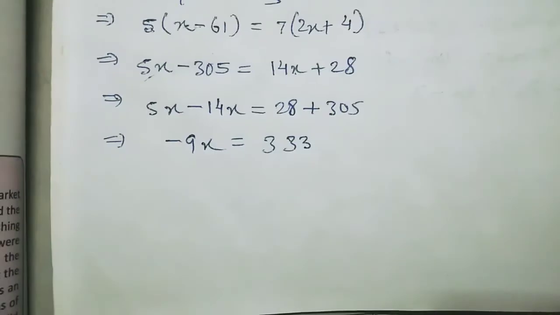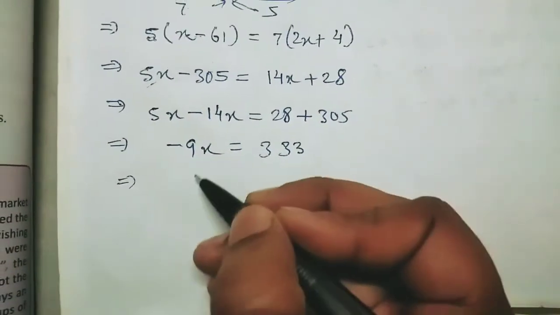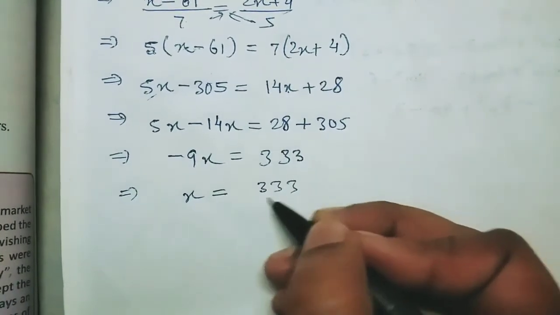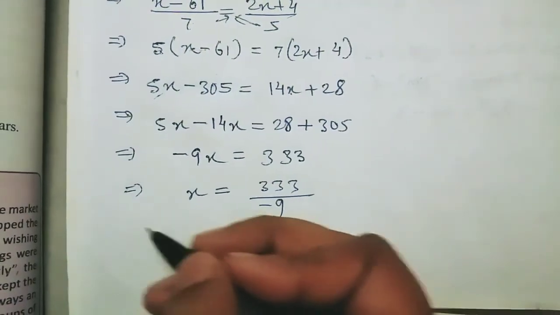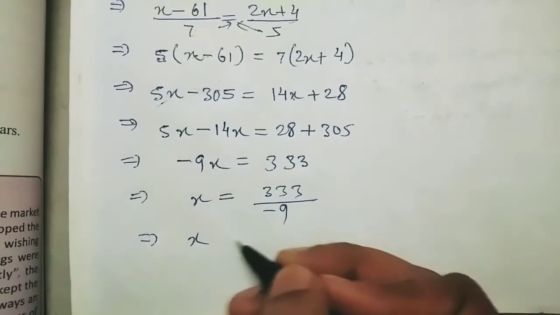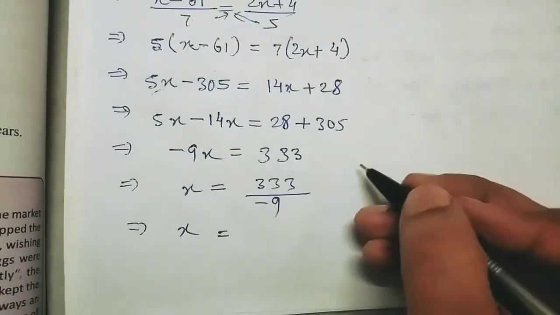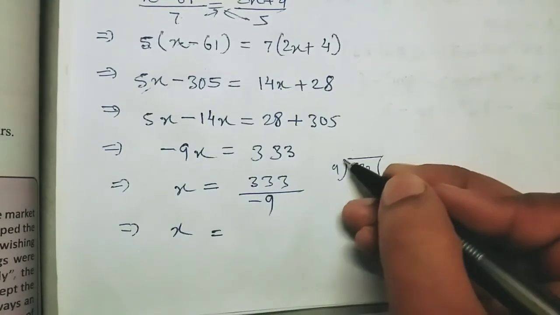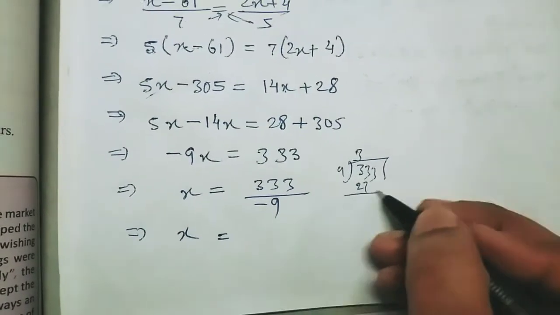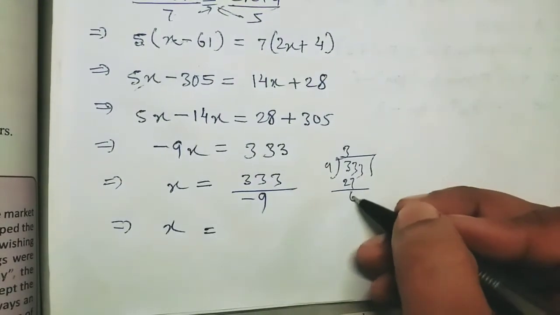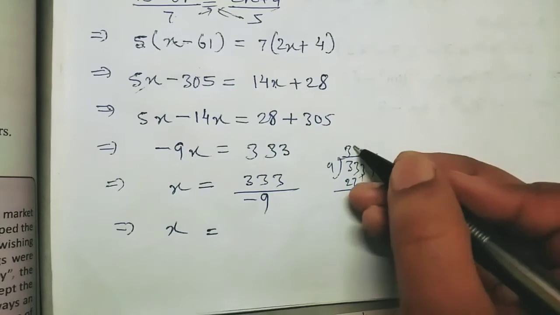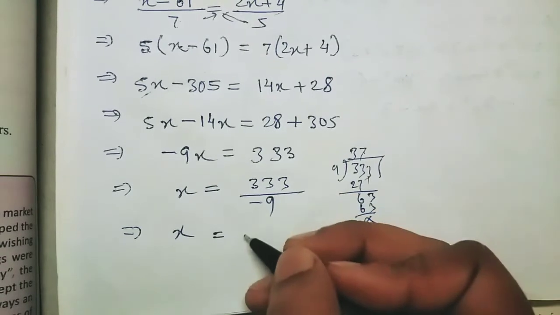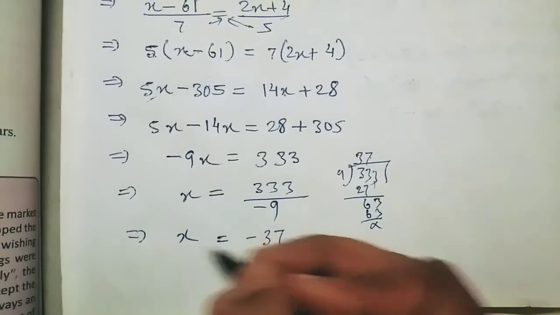Now this minus 9 will go here: 333 by minus 9. Now divide it. When you divide it, 9 times 3 is 27, so 33 minus 27 is 6, and here it is 3. 9 times 7 is 63. So it is coming 37. Minus is there, so minus 37. So the value of x is minus 37.